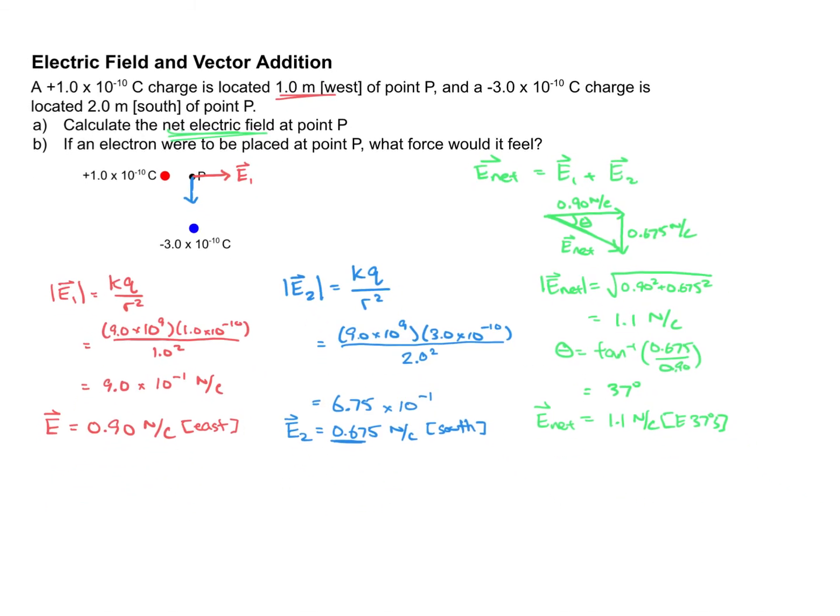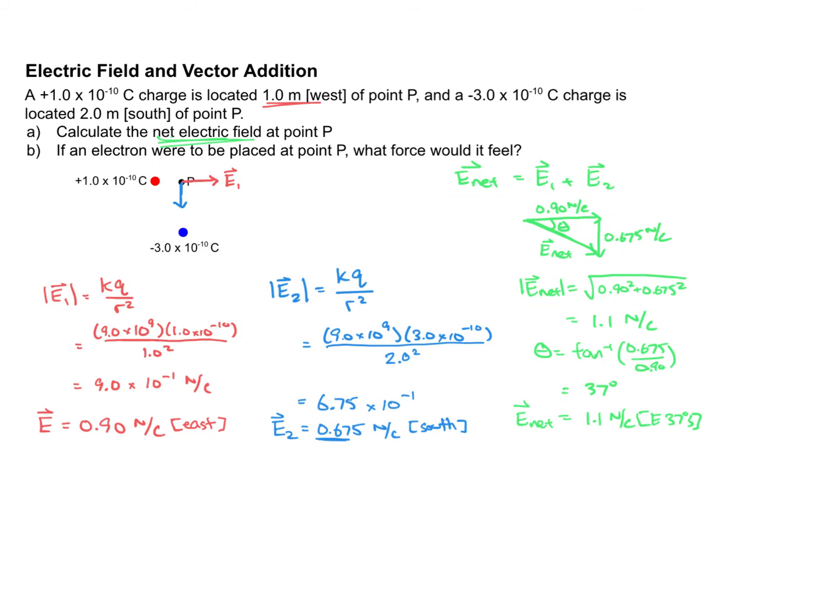Part B, so that was the answer to A. Now B, if we were to place an electron at point P, what force would it feel? So the electric field tells us how many newtons 1 coulomb of charge will feel. It's 1.1 newtons per coulomb. I probably should have kept a couple extra digits there, but too late now. I already cleared it from my calculator. Oh well. But it's more important we understand the concept that this electric field tells us how many newtons 1 coulomb would feel if placed in that location.